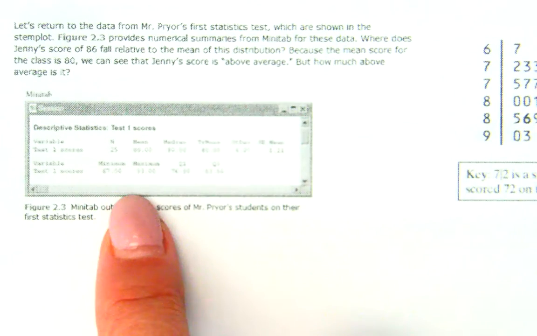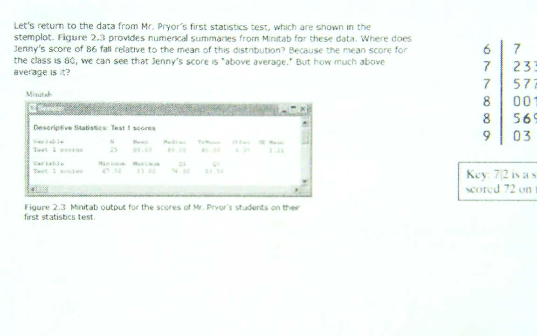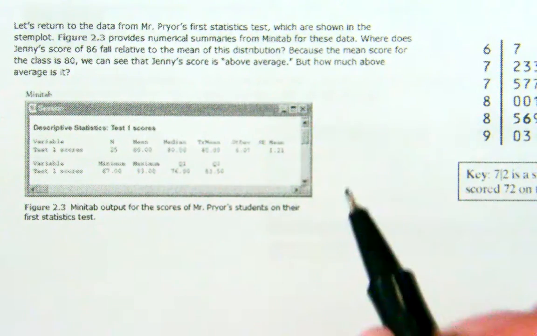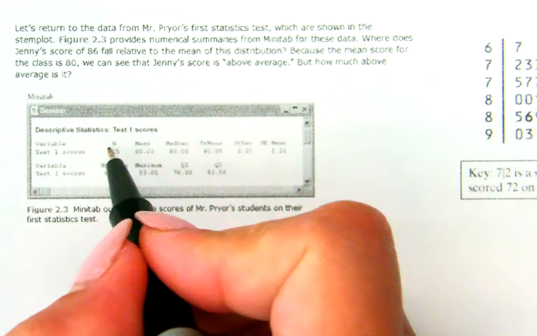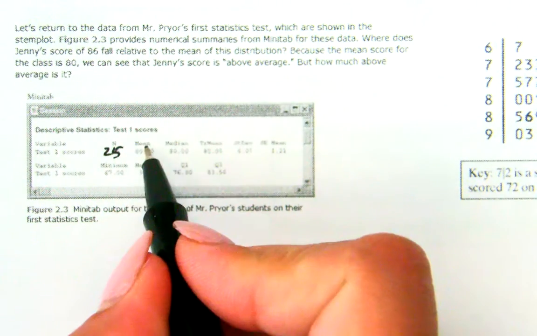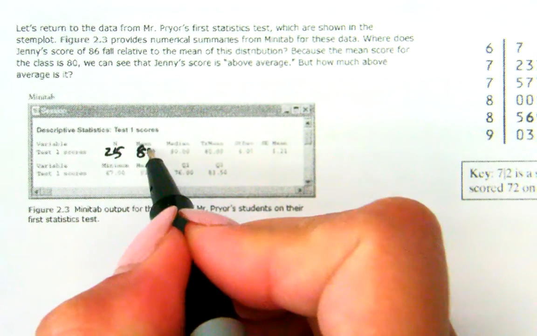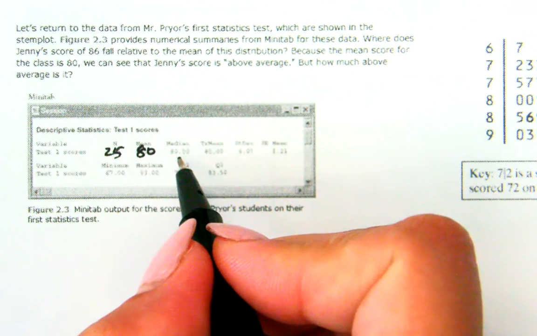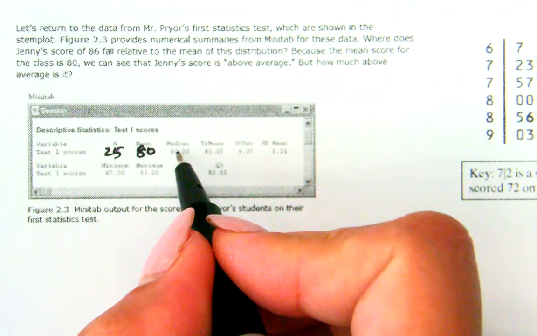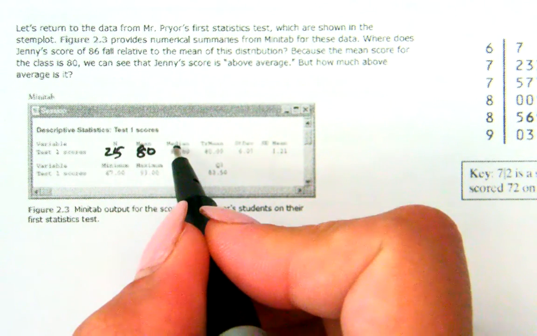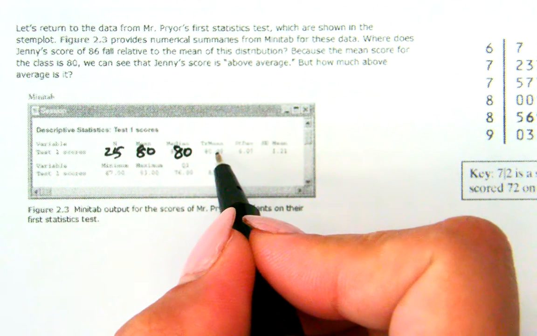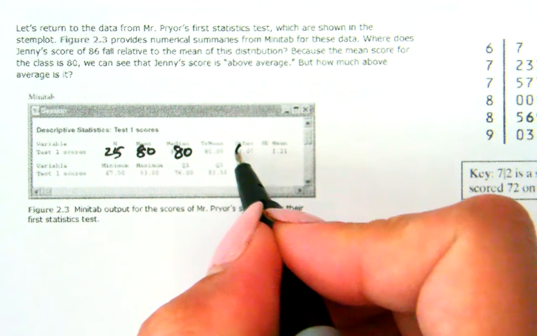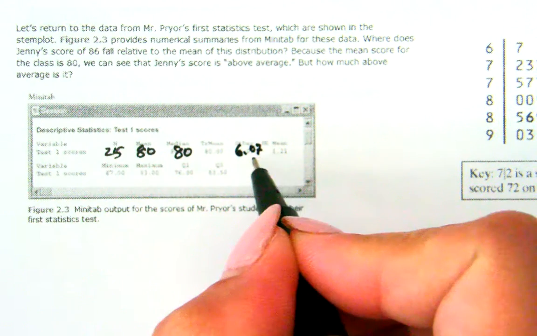Now this is very difficult to read, so I'm going to have to write these in. N means the number of values, so we had 25 scores. The mean for this was 80, in case you can't see. The median was also 80. Really? Oh, that's convenient. This is the true mean, which we're not really concerned about. The standard deviation we are concerned about. It's about 6.07.